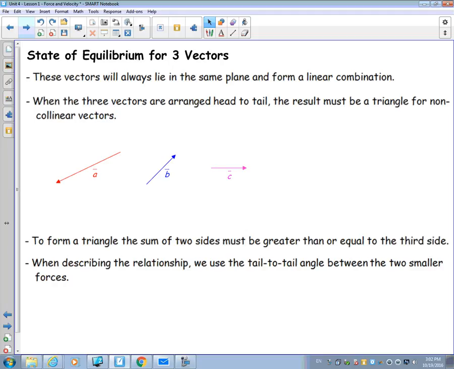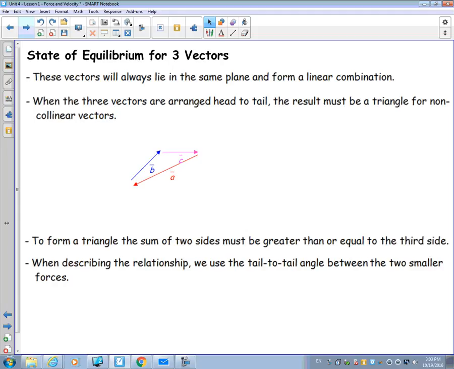So no matter where I start, I can move these vectors around here. I had an A and a B and a C. If I put them tip to tail, they have to make a triangle. Doesn't matter which 2 are working together. Maybe it's these 2. They have to be able to form the triangle if they are in equilibrium. If they aren't in equilibrium, well, then they won't form a triangle.